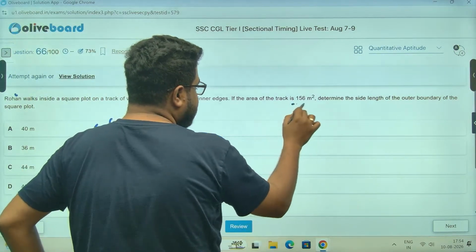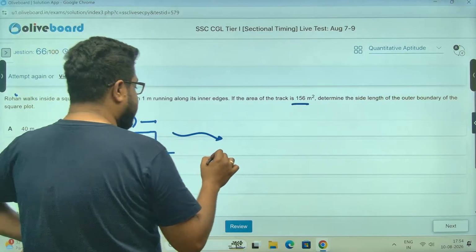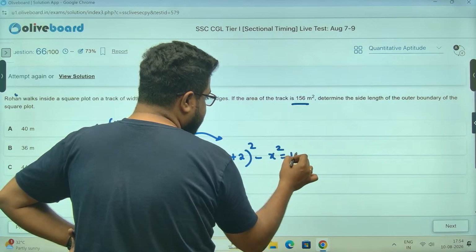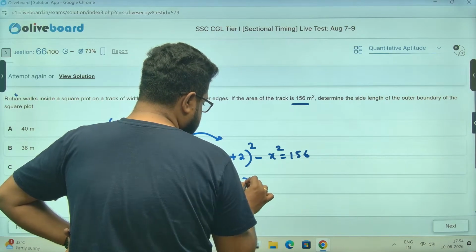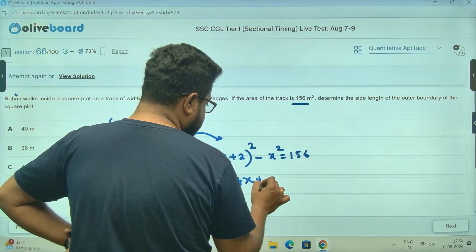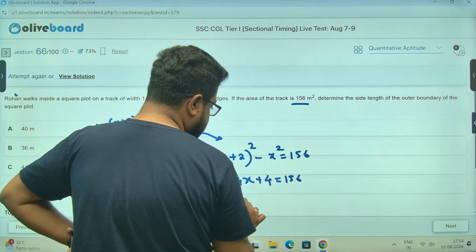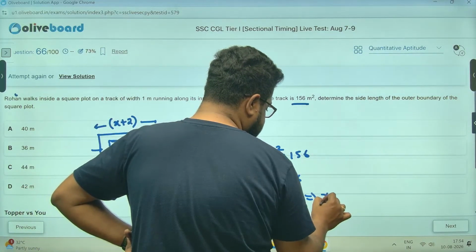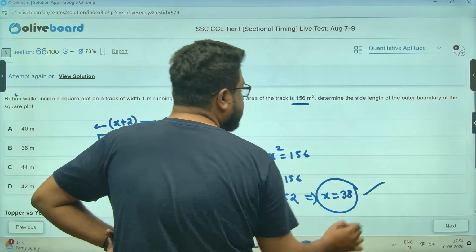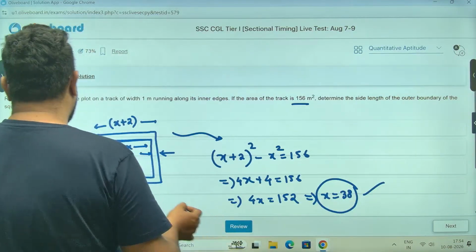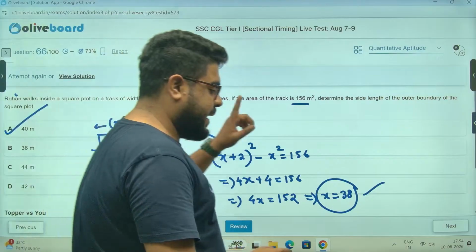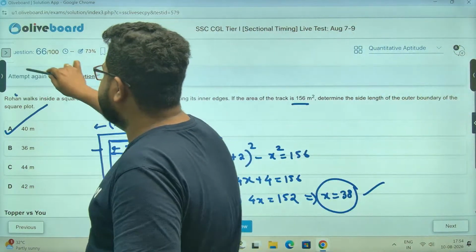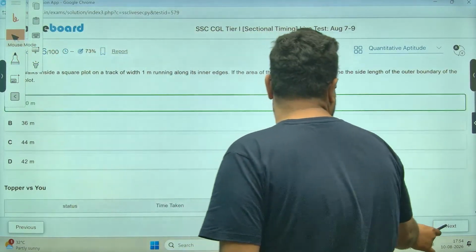So the area of the track will be the outer square minus the inner square: (x plus 2) whole square minus x square is equal to 156. This gives 4x plus 4 is 156, so 4x is 152, meaning x is 38. They are asking for the outer boundary. The outer boundary will be 40 because x plus 2 is that. Simple question. Next one.